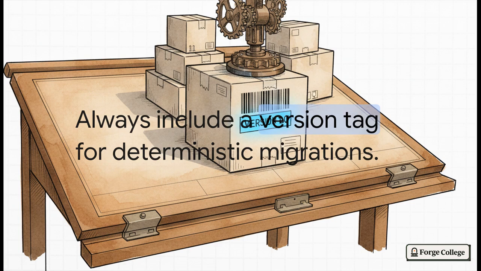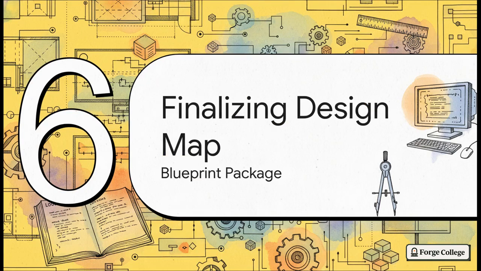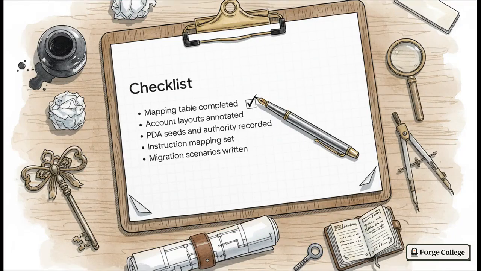It's exactly like slapping a barcode on your moving boxes, so you always know exactly what era of data you are looking at. Finally, we've arrived at Section 6, finalizing the design map and wrapping up our blueprint package. Let's do a quick review of what your finalized blueprint package actually needs before we even think about opening up our Rust compiler. Let's run the checklist.